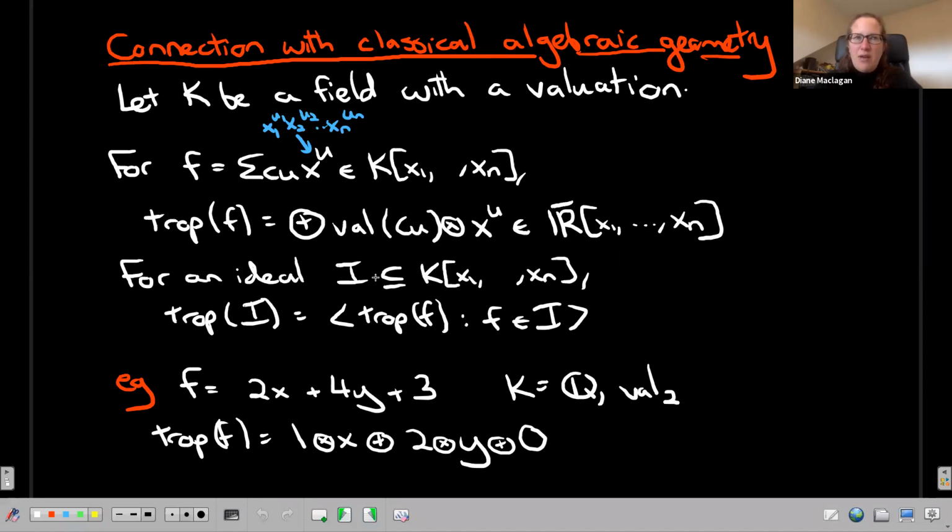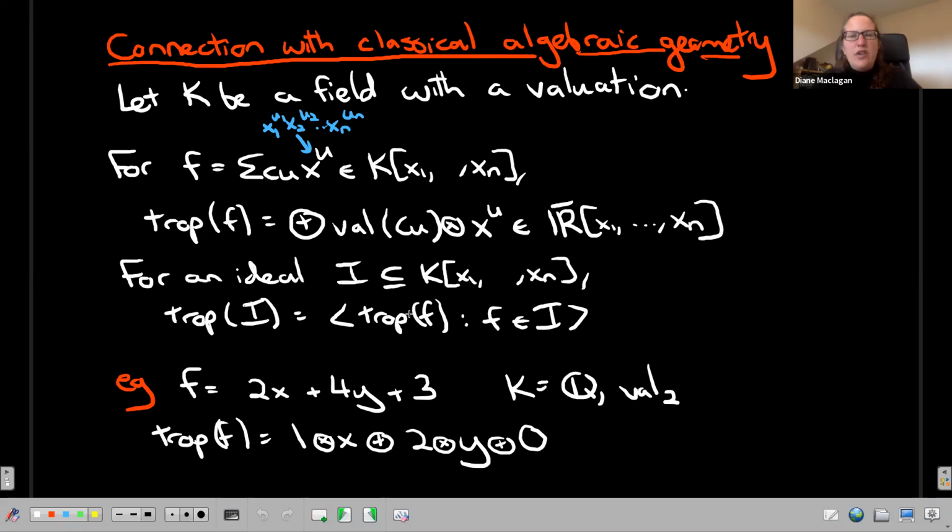Okay. And now if we start with an ideal I in the usual polynomial ring, the tropicalization of I is I just take the ideal generated by the tropicalizations of all the polynomials. Again, I would have to say what I mean by ideal generated by. In the same way as you would in the usual sense, we just take all things we can get by ideal operations. So take the smallest thing that's closed under addition and closed under multiplication by elements of the semiring and contains these elements.